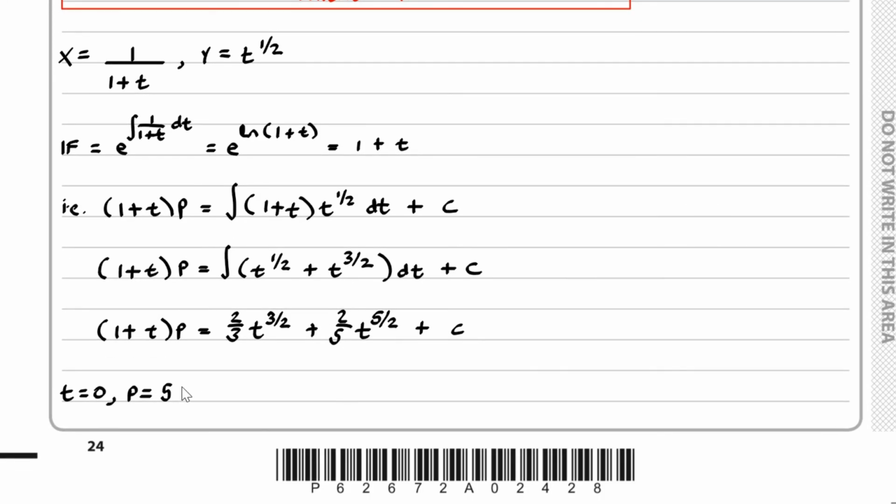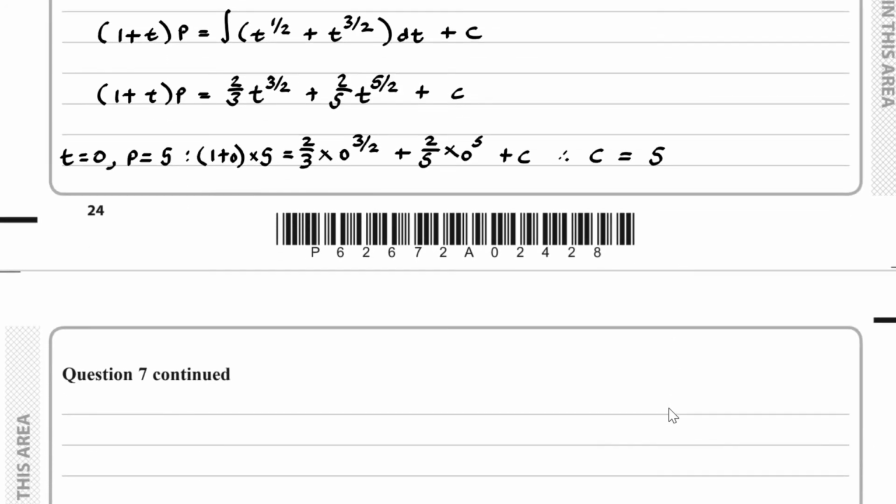So with that, substituting into the general solution here, we have 1 plus 0 times P equals 2/3 times 0 to the 3/2 plus 2/5 times 0 to the 5/2 plus 5, and this is equal to this result plus c. So therefore c is equal to 5.